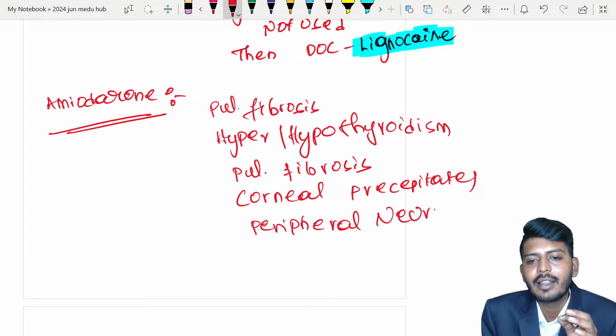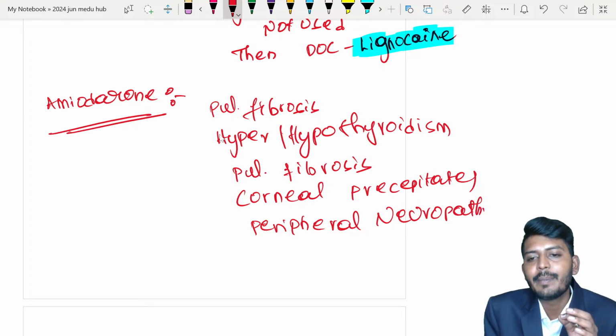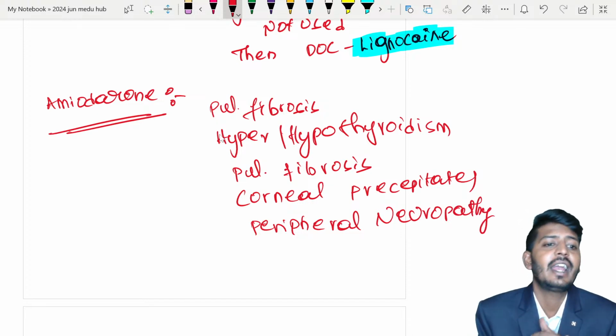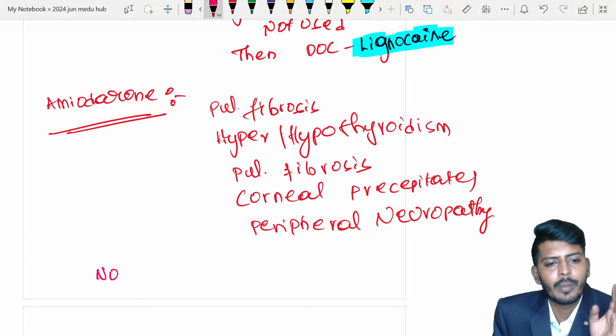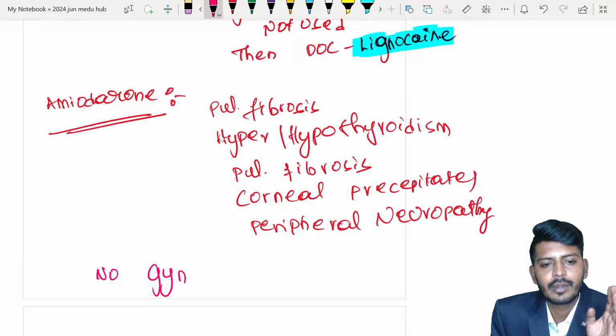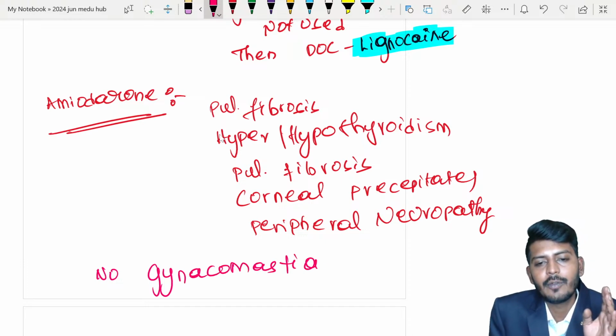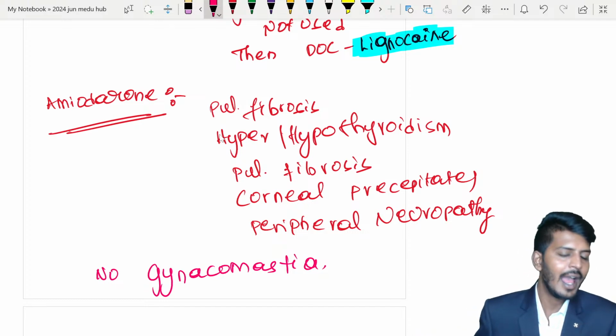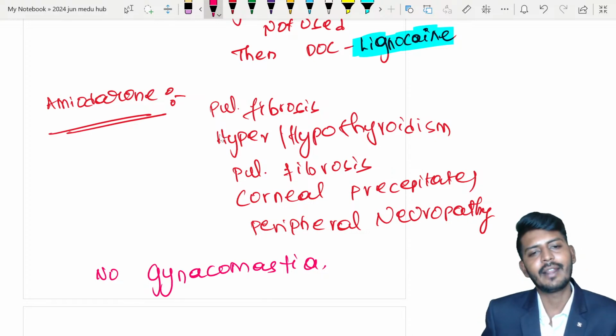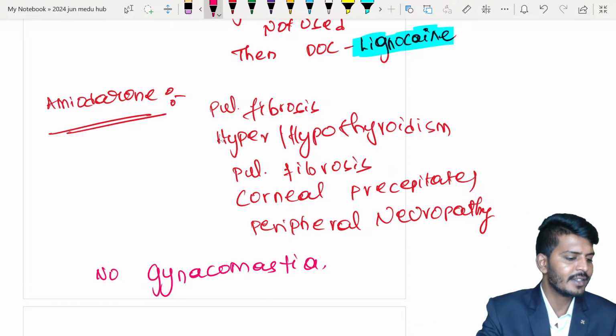All of these occur in the patient. But will gynecomastia occur in this patient? Amiodarone has no gynecomastia. Remember this point too. Gynecomastia-causing drugs are totally different, and all of you know them: the DISCO drugs. Also add blue man syndrome. So this is the story.